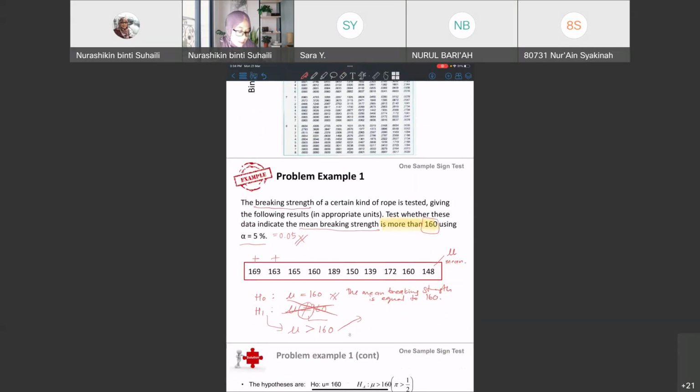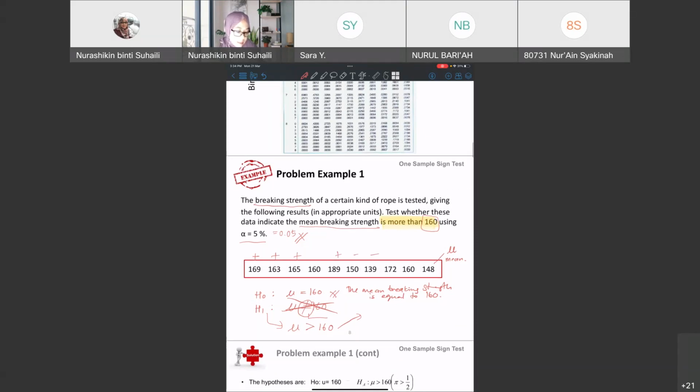That's why it's called the Sign Test. We just consider the sign. 165, plus this one. Okay, 160 and 160 is equal, so we don't assign any sign. We just leave it. 189 and 160, plus. 150 and 160, minus. 169 and 160, minus. This one plus, this one no sign, this one minus. Okay, so at the end we have only 8 data with signs.